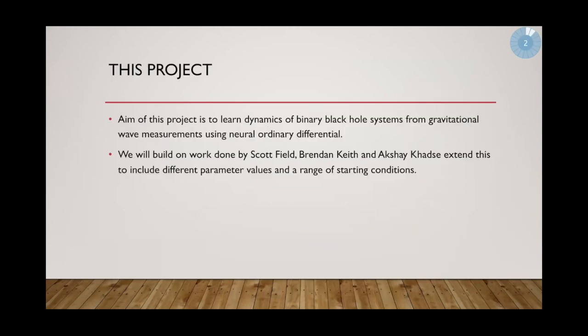The aim of this project is to learn orbital dynamics of binary black hole systems from gravitational wave measurements using something called a neural ordinary differential equation. We will build on the work that has already been done by Scott Peard, Brendan Keith, and Akshay Khartse, and we will extend their work to include a range of physically viable parameters and different initial conditions as well.